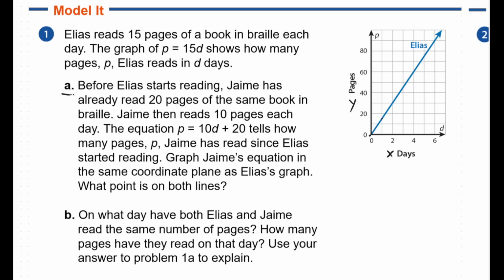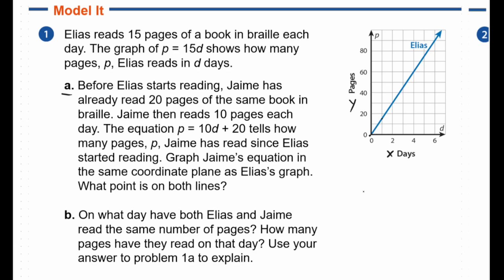Part A. Before Elias starts reading, Jamie has already read 20 pages in the same book in Braille. Jamie then reads 10 pages each day. The equation P equals 10D plus 20 tells how many pages P Jamie has read since Elias started reading. Graph Jamie's equation in the same coordinate plane as Elias's graph, and what point is on both lines?